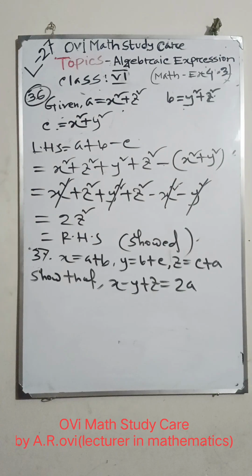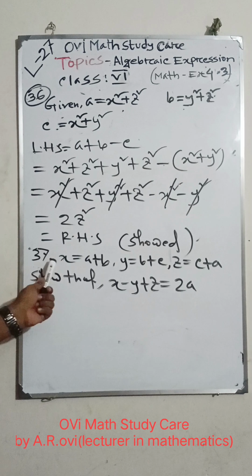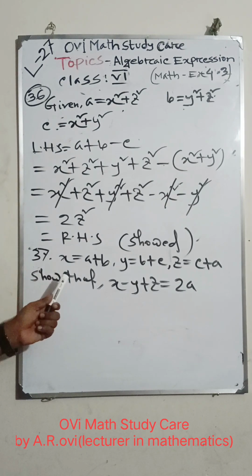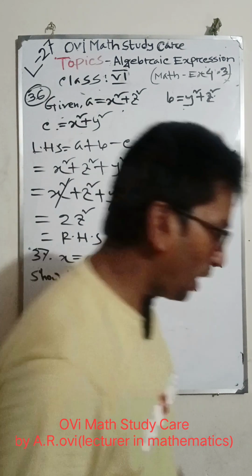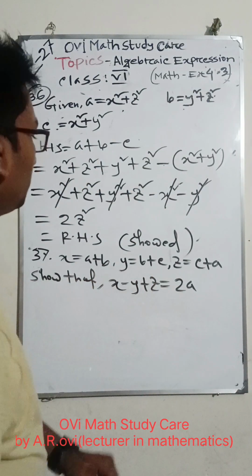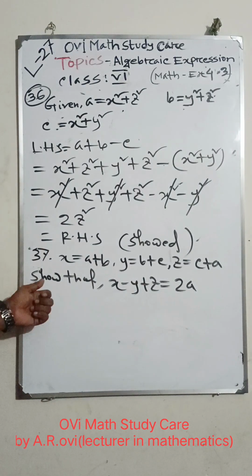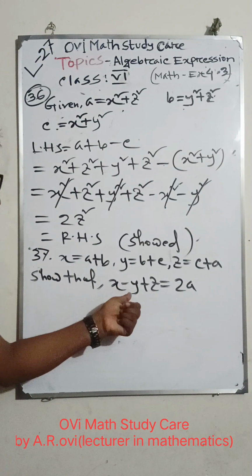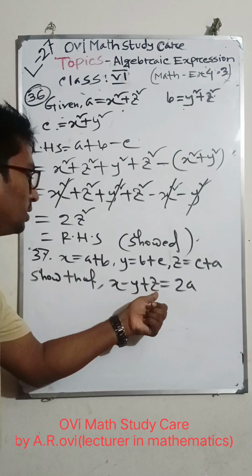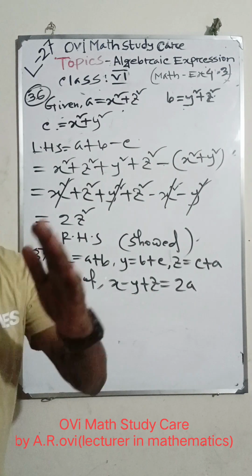Next, dear students, this is another problem. This is the 37 number problem in your textbook, exercise 4.3. Here given x equal to a plus b, y equal to b plus c, z equal to c plus a. We have to show that x minus y plus z minus x minus y plus z equal to twice a. How can we prove that?